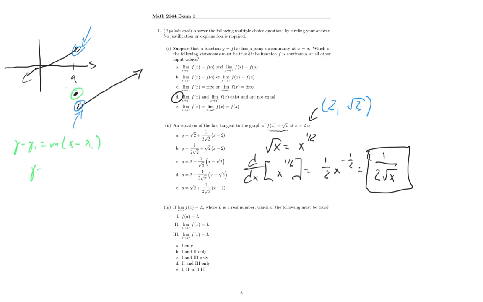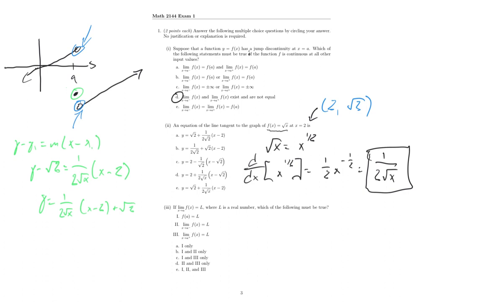So we'll have y minus square root of 2 equals 1 over 2 square root of x, minus 2. That there would be the equation for a line. So if we just add square root of 2 over, y equals 1 over 2 square root of x minus 2, plus square root of 2.